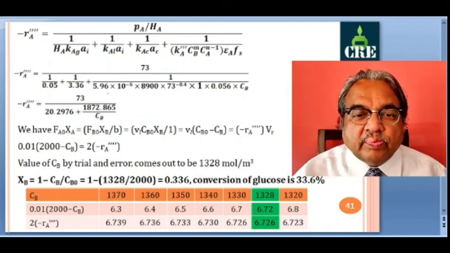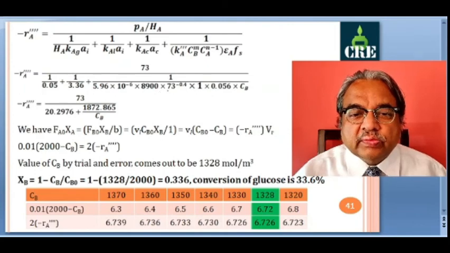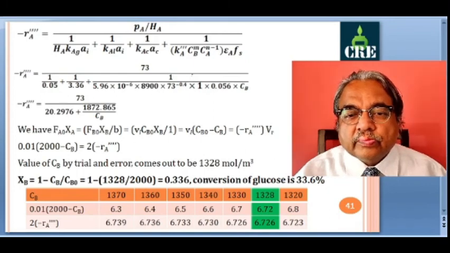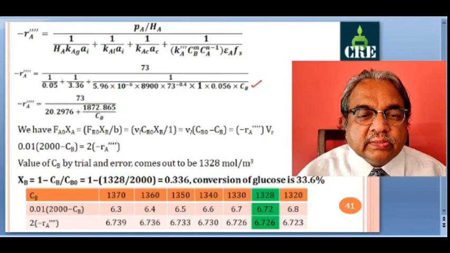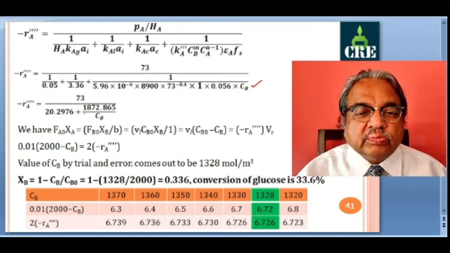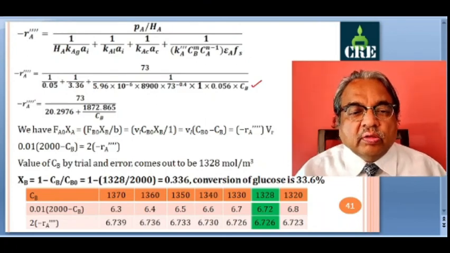K triple prime is K prime into rho S. This Ca is 73 raised to n minus 1, so 0.6 minus 1, minus 0.4. Efficiency is 1, solid loading is 0.056, and Cb is variable now. So all other things calculated, we get equation in terms of Cb for the rate: 73 by 20.2976 plus 1872.865 divided by Cb. So with the variation of Cb, you can calculate the values of minus Ra 4 times prime.